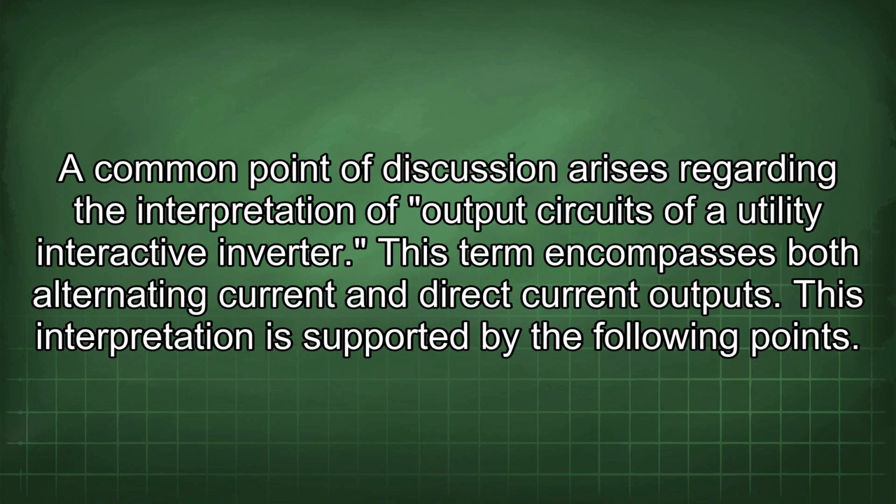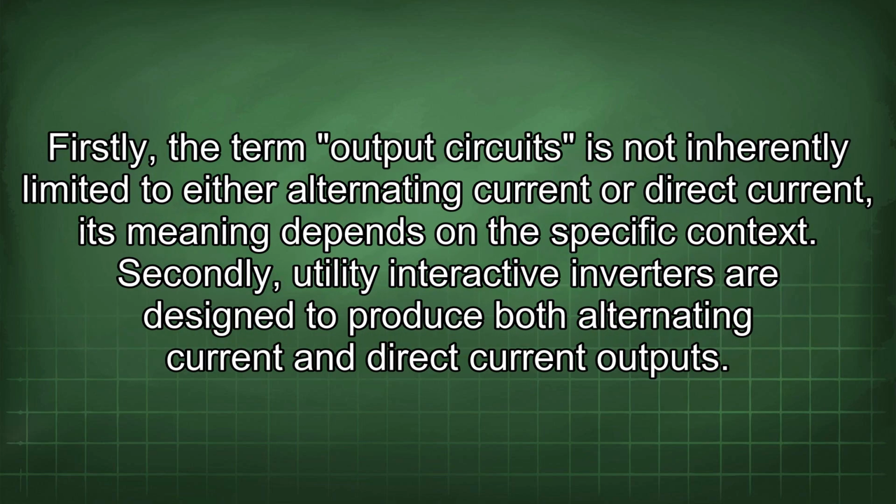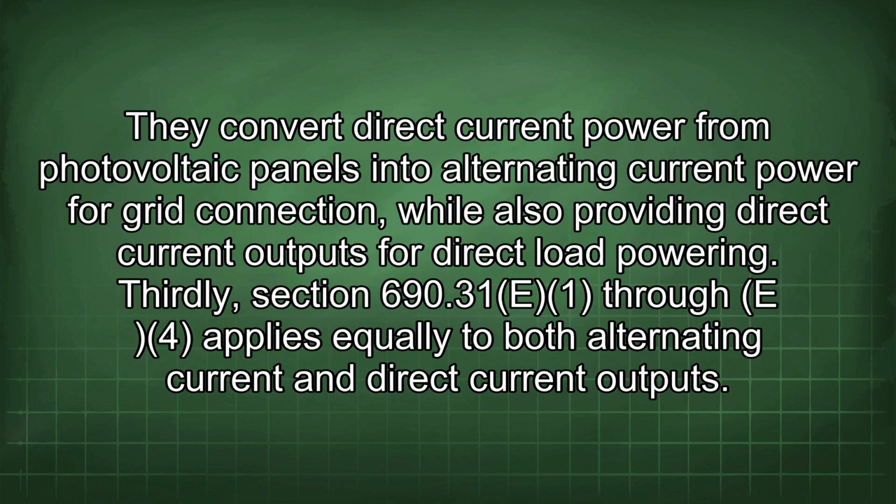A common point of discussion arises regarding the interpretation of output circuits of a utility interactive inverter. This term encompasses both alternating current and direct current outputs. This interpretation is supported by the following points. Firstly, the term output circuits is not inherently limited to either alternating current or direct current. Its meaning depends on the specific context. Secondly, utility interactive inverters are designed to produce both alternating current and direct current outputs. They convert direct current power from photovoltaic panels into alternating current power for grid connection, while also providing direct current outputs for direct load powering.